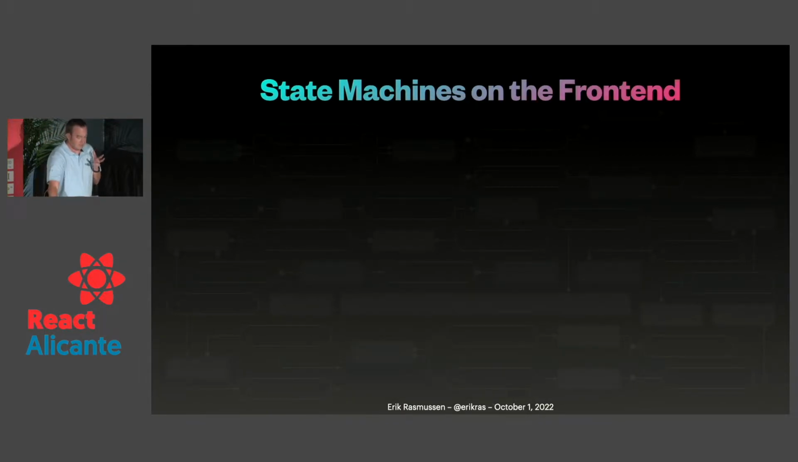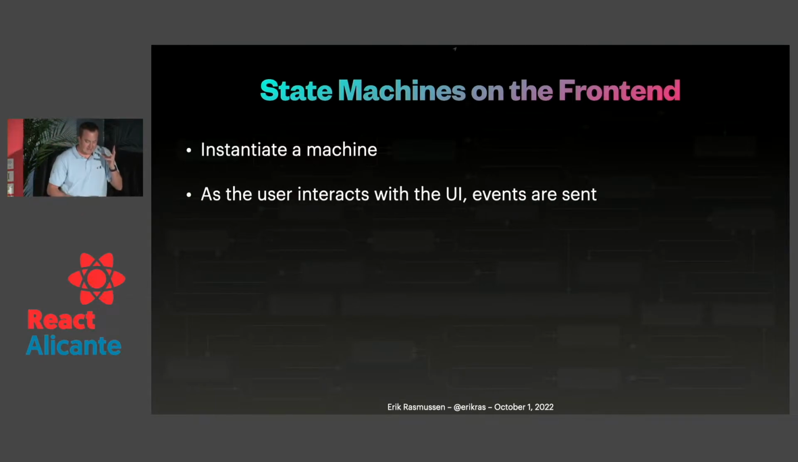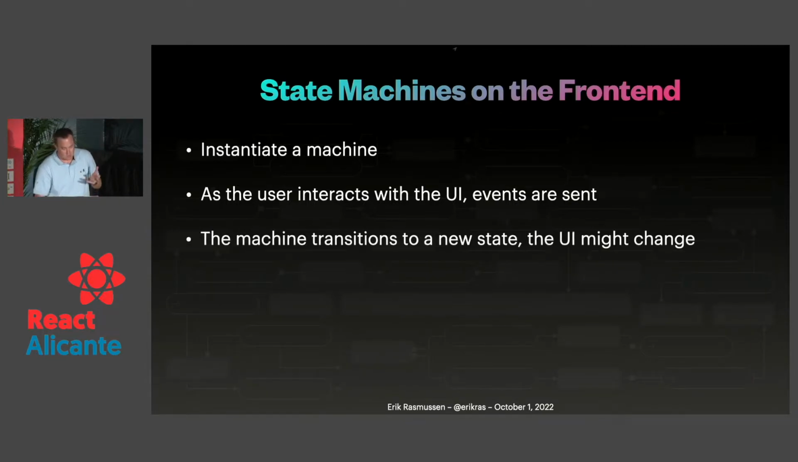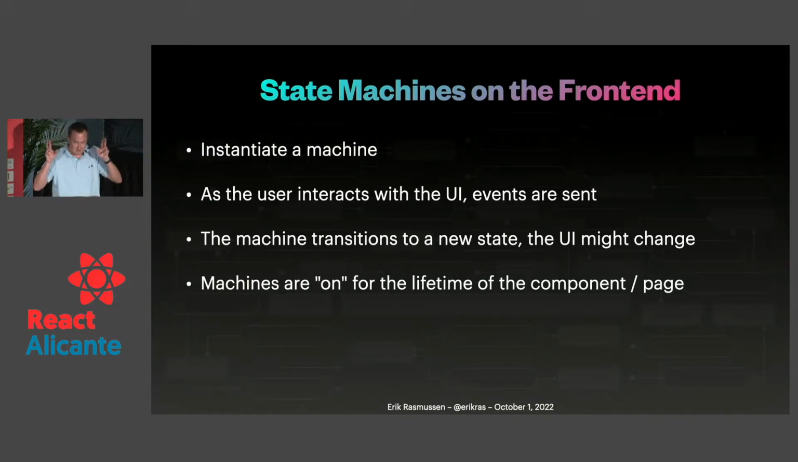Now, state machines on the front end have slowly become more popular as we're getting rid of all those useEffects. Generally, on the front end, you instantiate your machine, and then as the user interacts with the UI, events are sent to the machine, which then may or may not transition into a new state. And if you're using a declarative UI framework, if any come to mind, then you can change the UI as those states change. And in general, machines are on for the lifetime of the component or page.